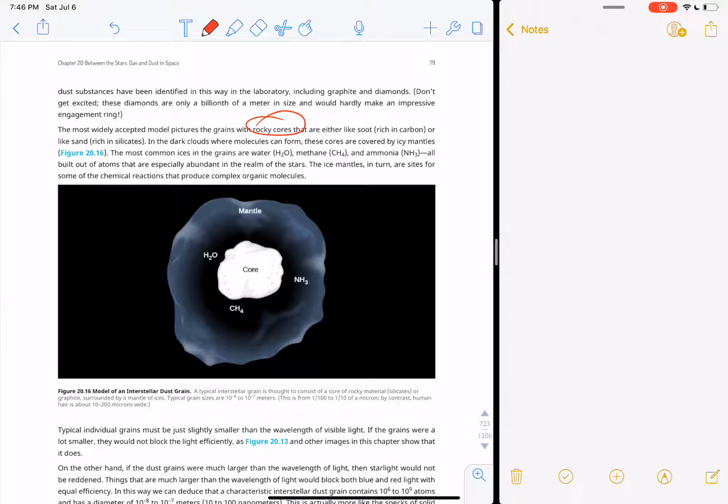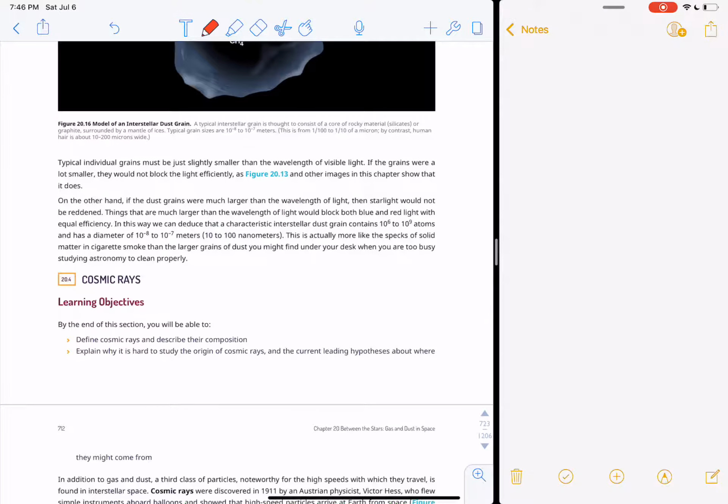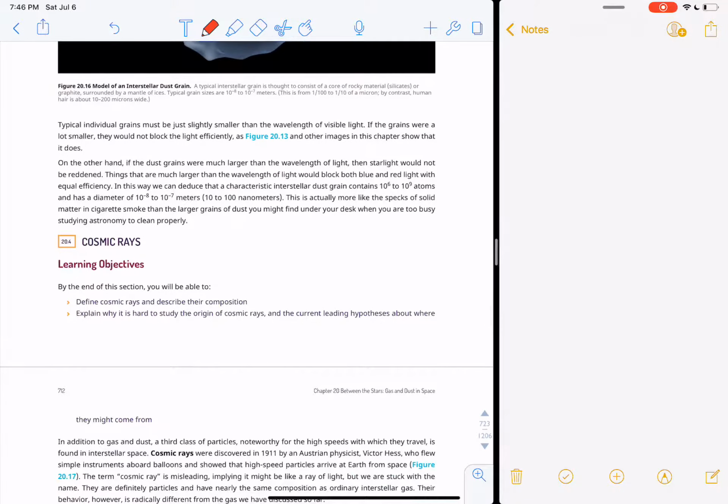So they have these little rocky cores in the center. They've got soot, little dust particles, just like in your house. Okay, they're very small, right? Smaller than the wavelength of visible light, and so on.